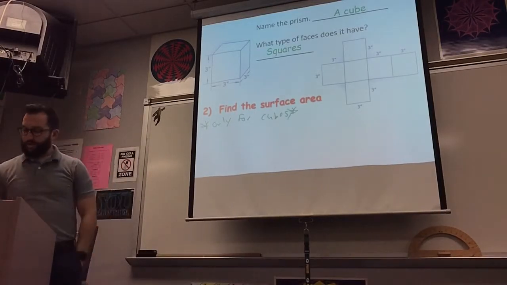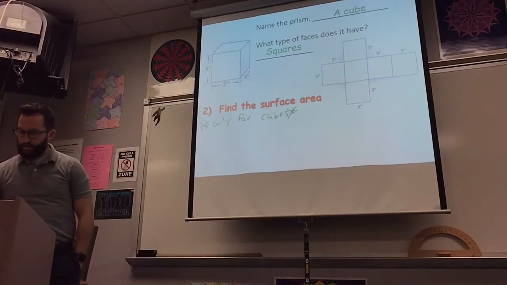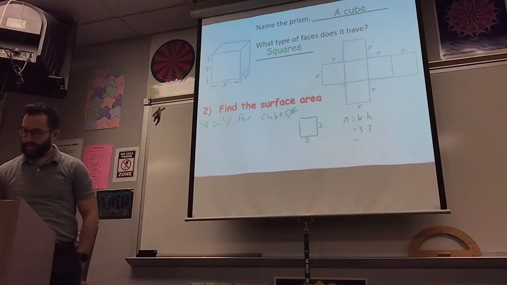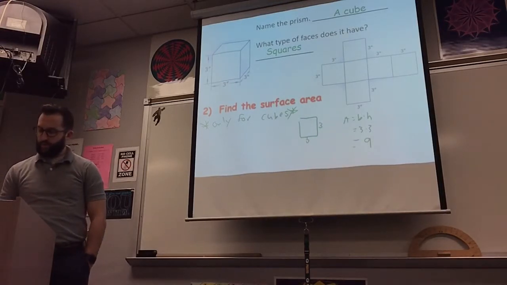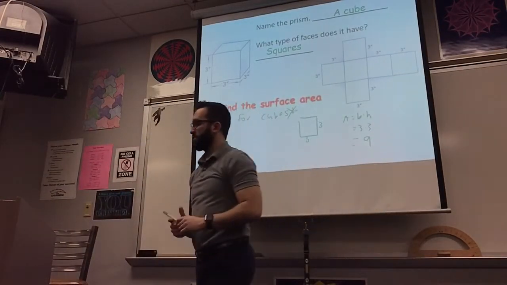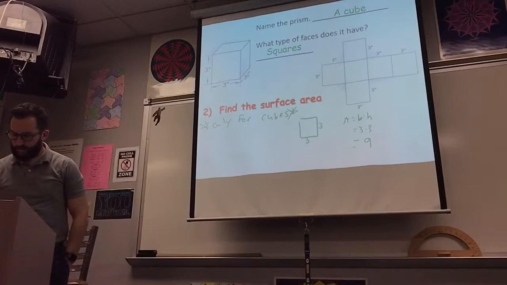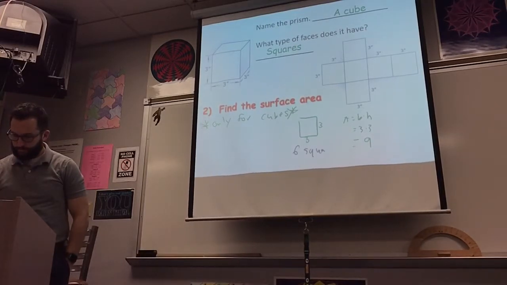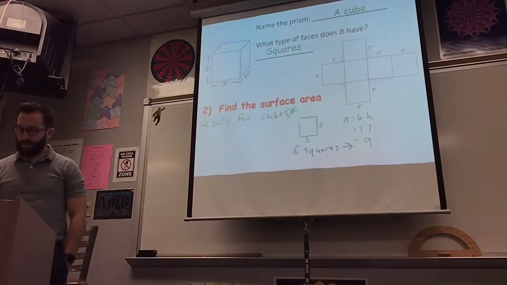We find the area of one of these faces, right? What is its area? 3 by 3. Base times height, which is 3 by 3, which is 9. And then what do we know? Count them up. There's 6. 1, 2, 3, 4, 5, 6. There's 6. So 6 squares makes it so we do 9 times 6, which is 54 inches squared.